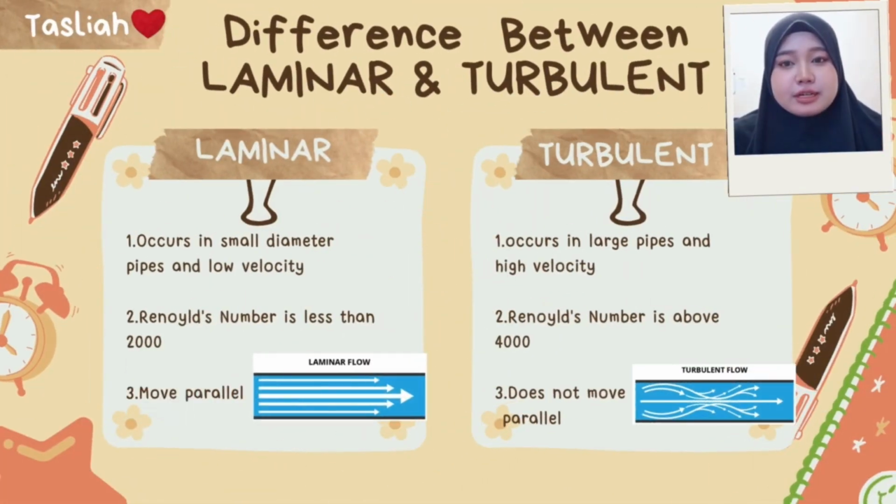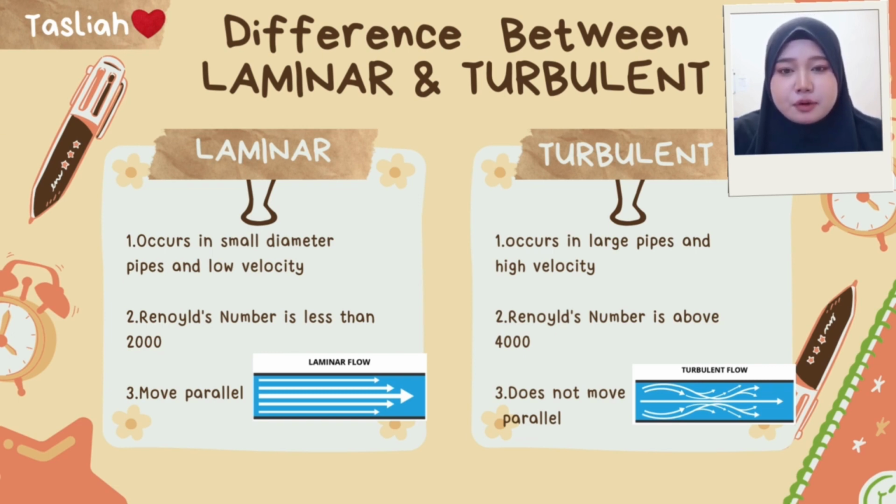Let's move on to the differences between laminar and turbulent flow. As you can see, laminar flow happens in small diameter pipes with low velocity, meanwhile turbulent flow happens in large pipes and high velocity. This usually applies to our daily life, as laminar is more suitable for rubber pipes at home, meanwhile turbulent is more for factories making juice or liquid products. Turbulent flow can make the process of making the product faster.